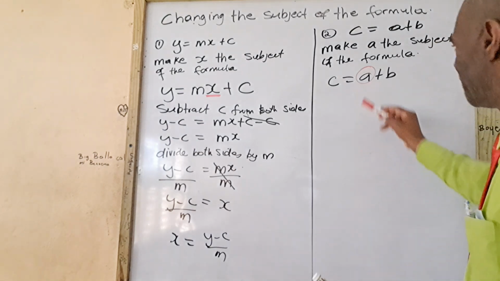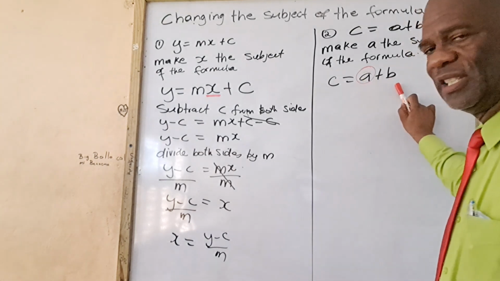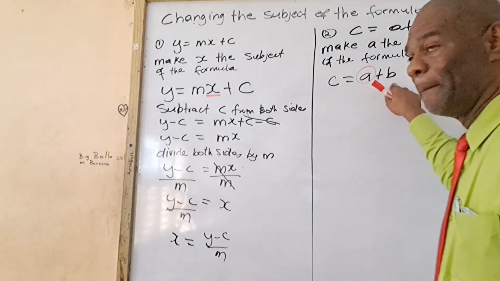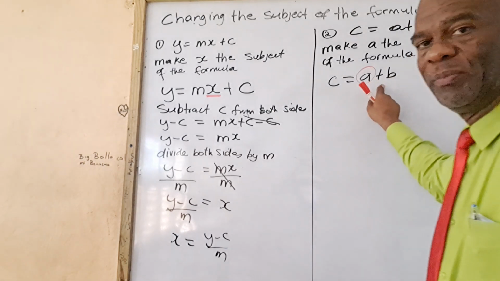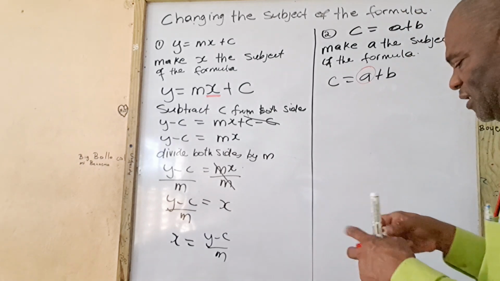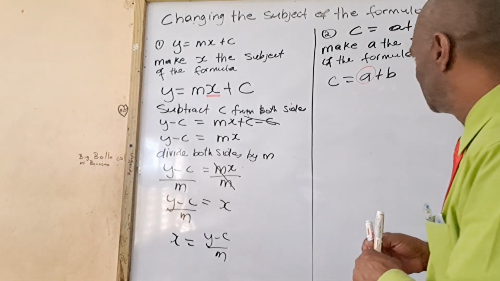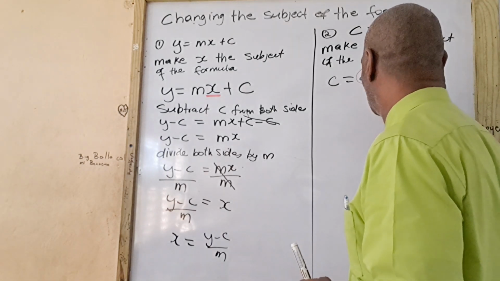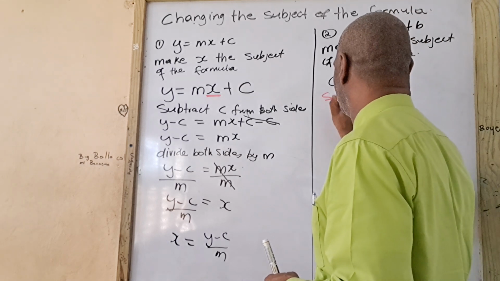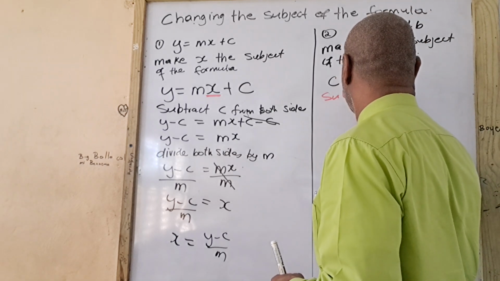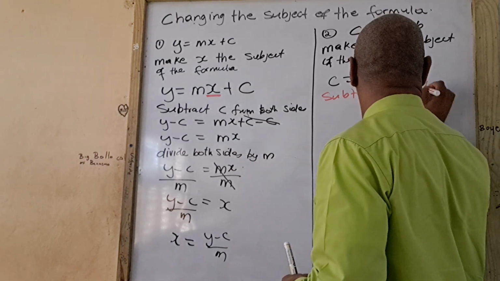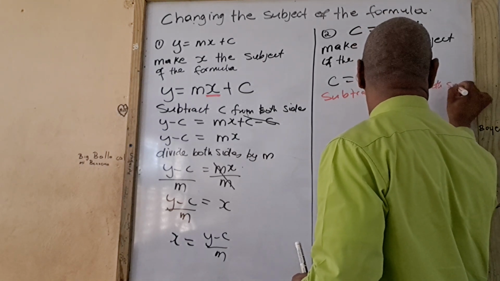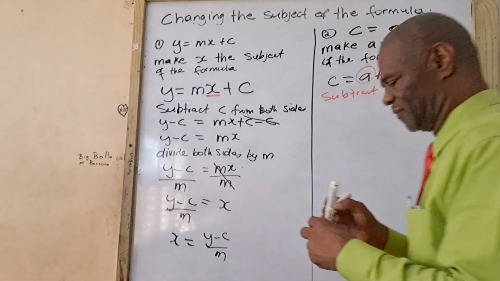So we have a plus b. We must get rid of the b from here. In order to get rid of this plus b, we must subtract. We perform the opposite operation, which is subtraction. And so we subtract b from both sides.